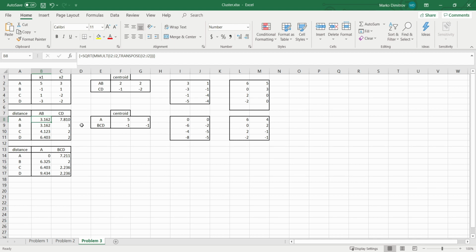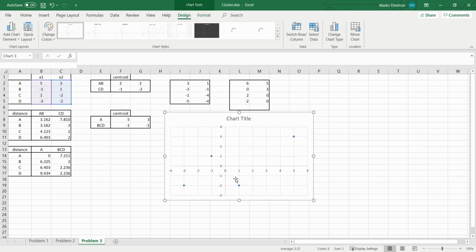Okay, so you can see that those use corresponding elements here, because we are computing the distance between, for example, B and centroid AB. Let's go back to the graph. Maybe it's easier to show what we are actually doing. So our centroid AB is here, so it is 2, 2. But we now compute, for example, the distance between B and this centroid. So we compute this distance here, the Euclidean distance.